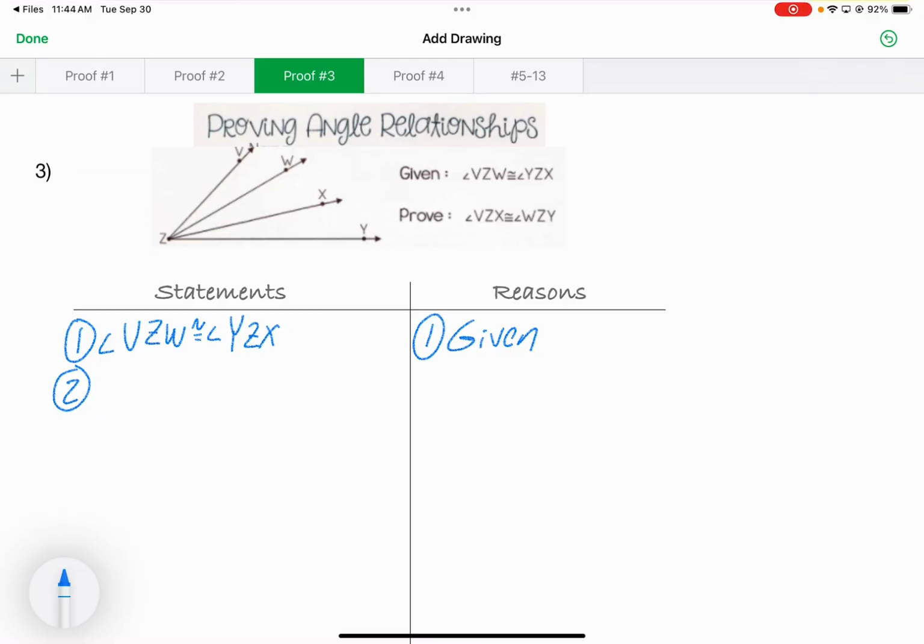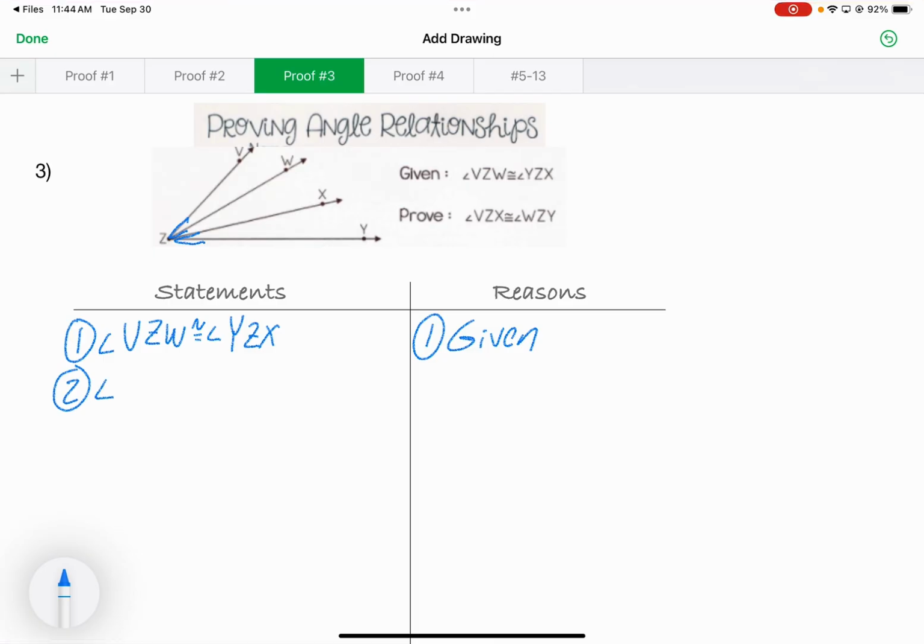I haven't even looked at what angles I'm breaking up yet. So they give me VZW is congruent to YZX. VZW, oh, that's the little guy, and that's congruent to YZX, which is the other little guy. So I know the little guys are congruent. I want to show the big guys are congruent, VZX and WZY. So I think you guys are right. We need to do angle addition, break some stuff up.